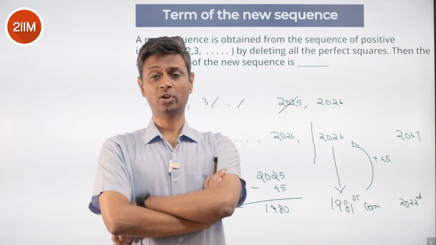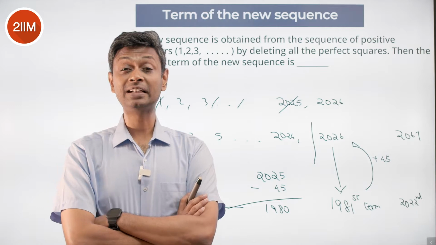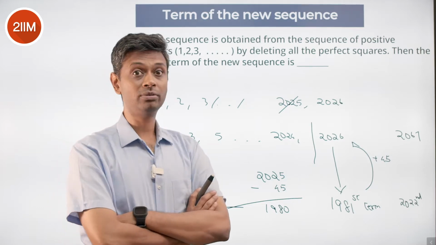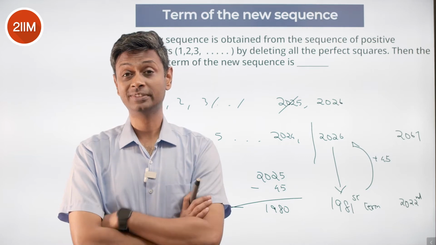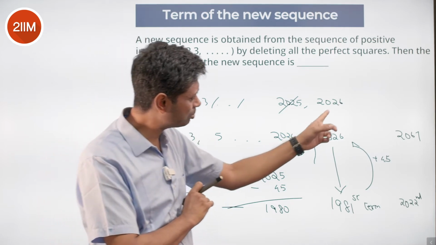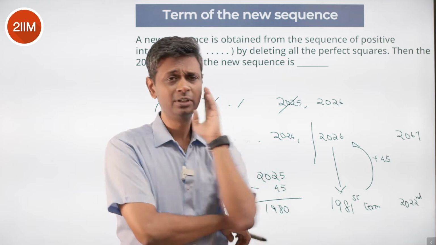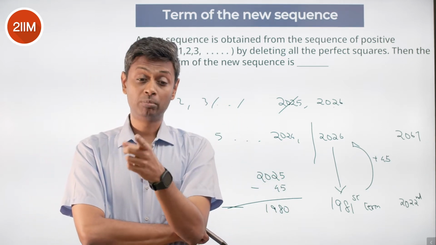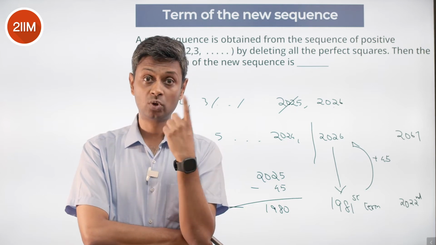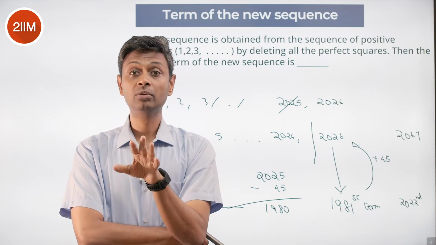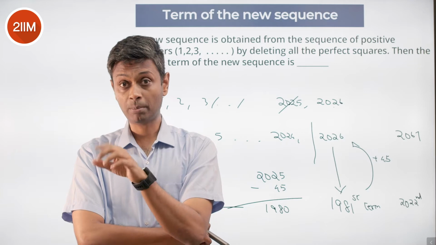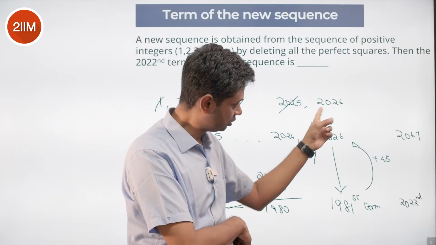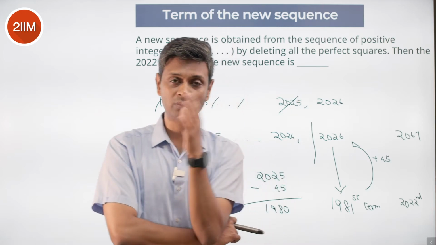I know that squares get knocked off, but finding the nth term is difficult, and finding the rank of n square plus 1 is easy. For 45 square plus 1, I know before this I've kicked out 45 numbers. So 45 square plus 1 will be the 45 square plus 1 minus 45 term. Before that number, 45 terms would have got kicked out.